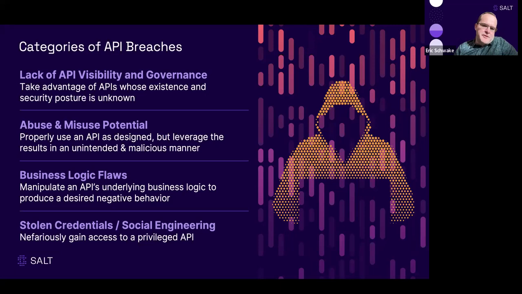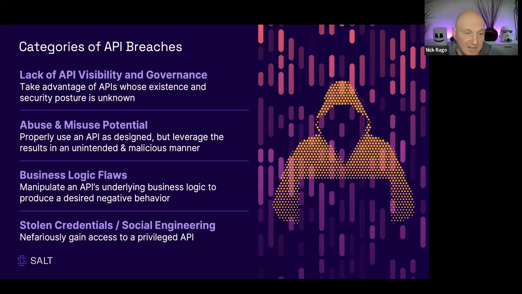Yeah, and then abuse and misuse of privilege. Those are properly used APIs being used as designed, but the attacker, or maybe an internal user, can use the results in an unintended or malicious manner, right? We often see that across different security avenues where something is legit, but a malicious bad actor tries to find a way around that to use it maliciously, and APIs are one of those factors as well.